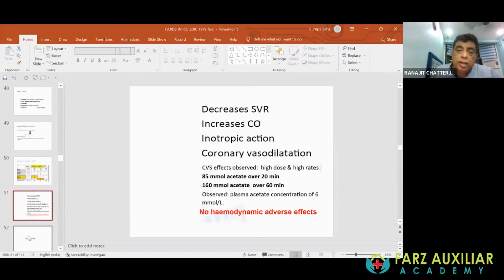So some confusion is there whether this acetate may decrease the SVR, increase the cardiac output, have inotropic action, and cause coronary vasodilatation. But these CVS effects are there when you have given a lot of acetate: 85 millimole of acetate over 20 minutes. That means at least in 20 minutes, you have to give 3 to 4 bottles of Plasma-Lyte. We normally don't give that. So these apprehensions have been found unfounded.